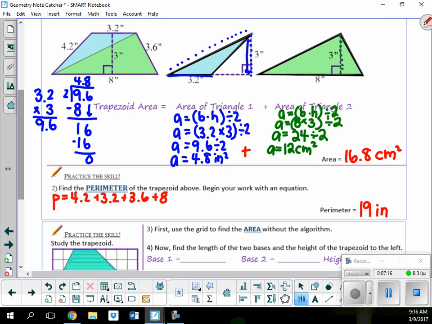Now make sure that you don't add in the height when you're finding perimeter, because that's not part of the distance around. All right, let's pause this video for a little bit, and I want you to try the last problem on the bottom of this page. When you're ready, you can push play and check your answer.